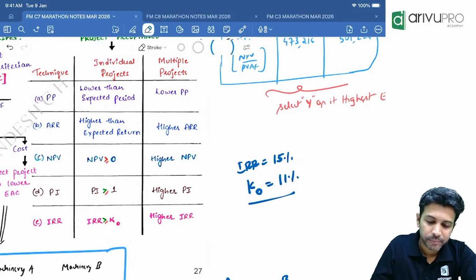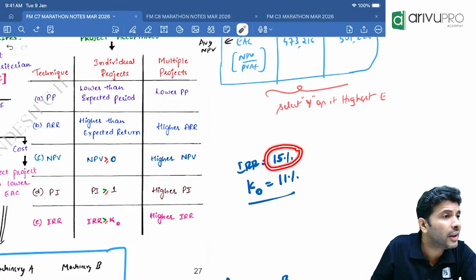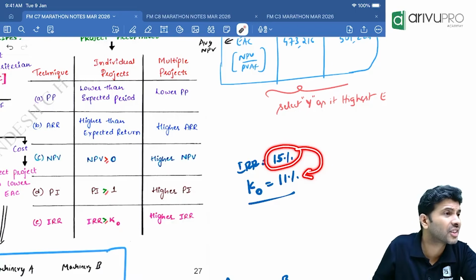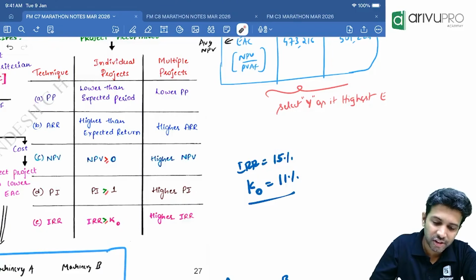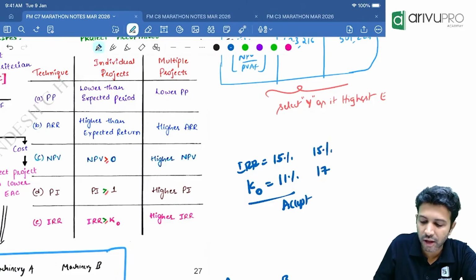Reject or accept? Sir, you're doing a particular project where IRR is expected to be 15%. But to do that project, how much cost are you incurring? 11%. That means IRR is a return. Return is lesser than cost, or return is greater than cost? That means in this case, the decision rule will be accept. If it's the other way around, IRR is 15%, let's say KO is 17%. Then accept or reject? Here it will be reject.